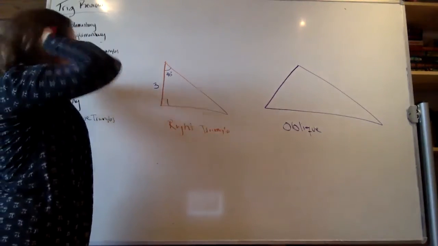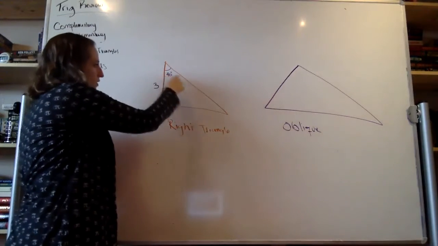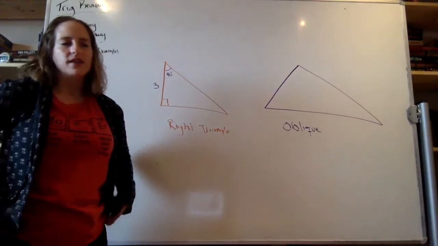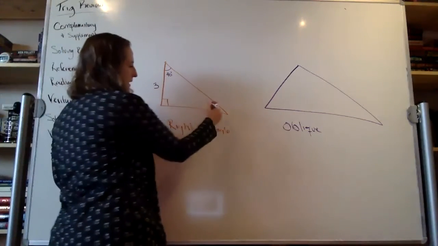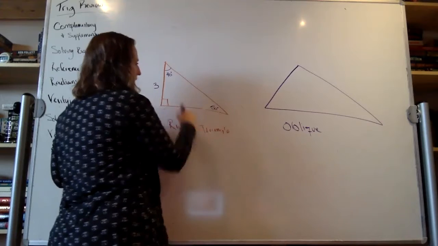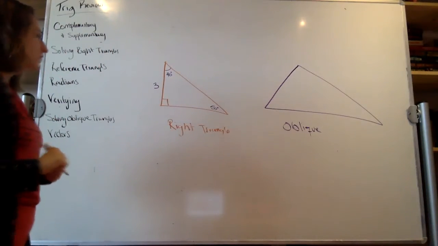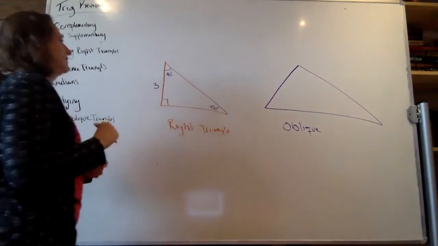So let's start with the angle measures here. I know I have 90 degrees, 40 degrees. How do I figure out the third angle? Well, remember that the sum of the angles of a triangle always add to 180. So this has to be 50 degrees. 40 plus 50 plus 90 gives me 180, okay? So now I've solved for my angles. I also need to solve for my sides, okay?